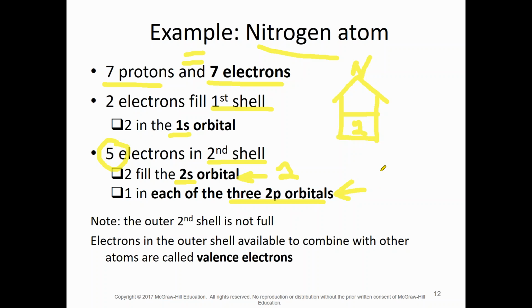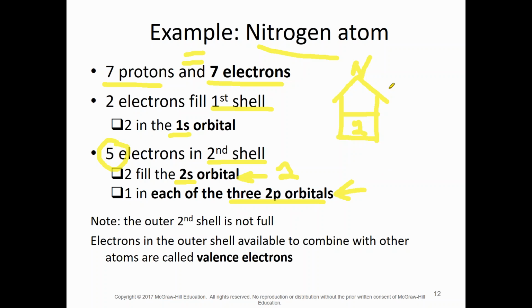Well, it's because electrons repel. Electrons all have what charge? That's right, electrons have a negative charge. And do like charges attract or repel? Oh, that's right, like charges repel. So electrons would prefer, if they can, to be spread out in their own individual orbital. So there will be 1 electron in each of the 3 2p orbitals.